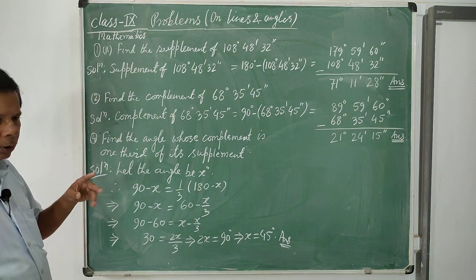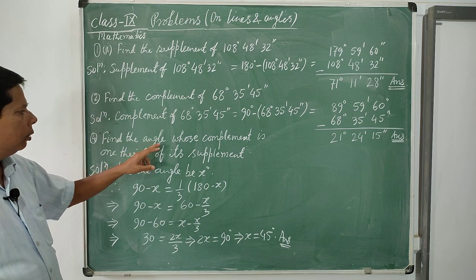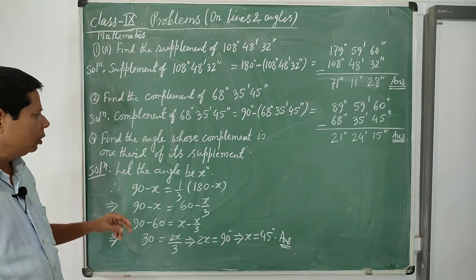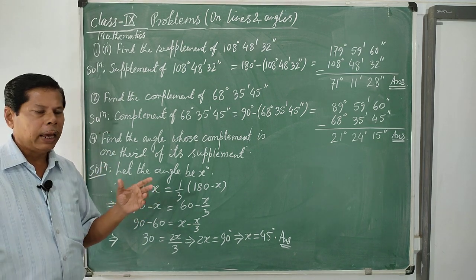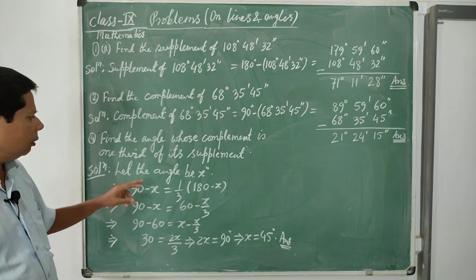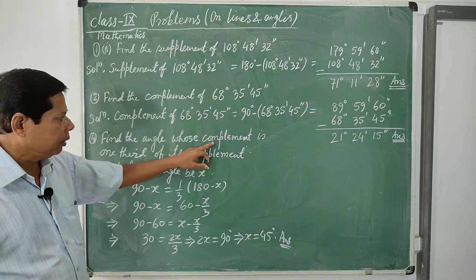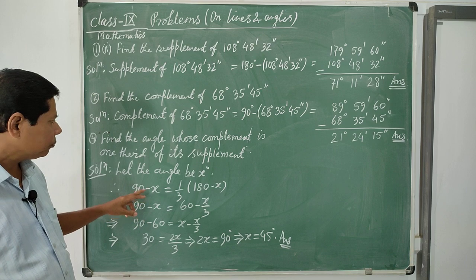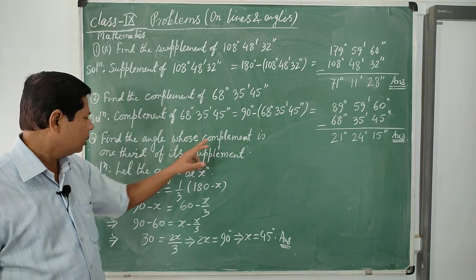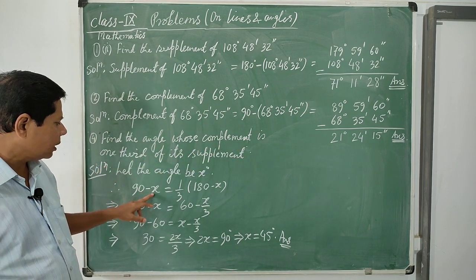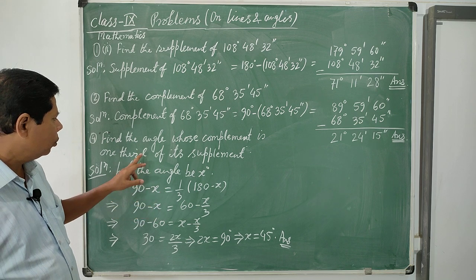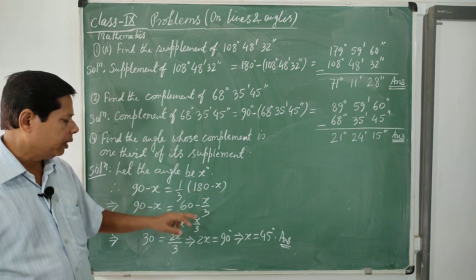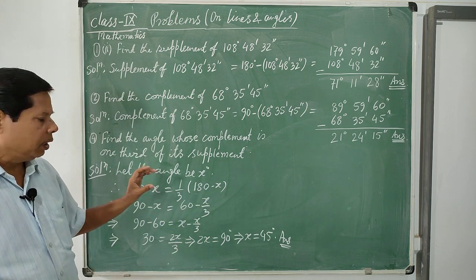Again, number 4 in your paper: find the angle whose complement is 1/3 of its supplement. So, we are to find the angle. Suppose the angle is x degree, then its complement will be 90 minus x, and an equation will be formed: the complement, 90 minus x, is equal to 1/3 of its supplement. So, 1/3 of the supplement is equal to 180 minus x. So, this is the equation.